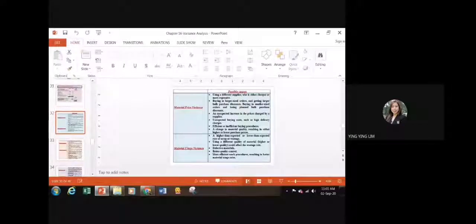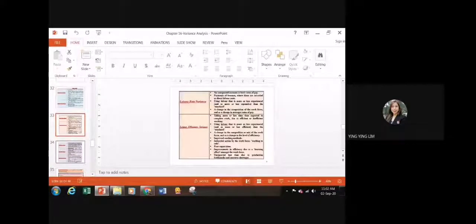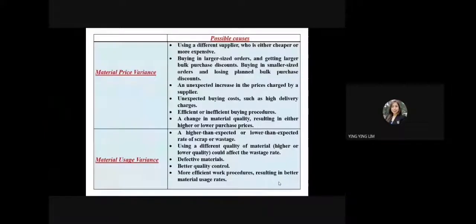Now for your slide number 32, 33, 34, right? These three slides are something that you need to understand from the rationale instead of memorizing. So we're going to look at material price first.